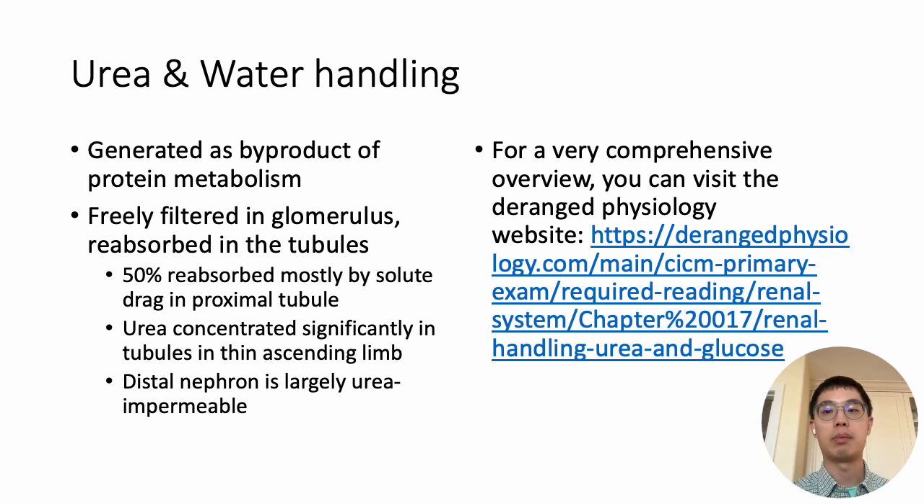While we're on the topic of sodium and water, I also wanted to discuss urea handling. In our body, urea is generated as a byproduct of protein metabolism and is freely filtered in the glomerulus and reabsorbed in the tubules, mostly by the process of solute drag with other water and electrolyte absorption. The distal tubule is largely urea impermeable, though, and urea ends up mostly being excreted, hence the term urine. The Deranged Physiology website with the link posted here is another great resource to learn about how urea is handled in the kidney.